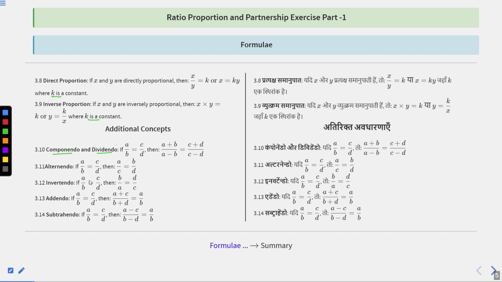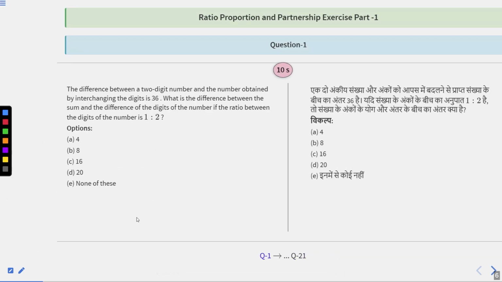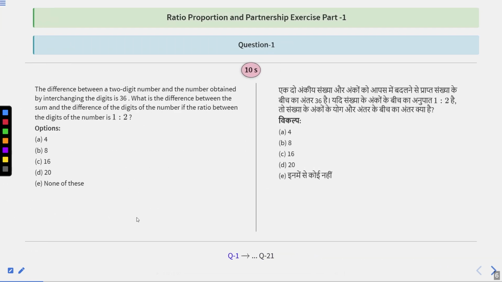Invertendo: if A upon B equals C upon D, then B upon A equals D upon C. Addendo: if A upon B equals C upon D, then A plus C upon B plus D equals A upon B. Subtrahendo: if A upon B equals C upon D, then A minus C upon B minus D equals A upon B. Next, some formulas done. Now we will see some questions.